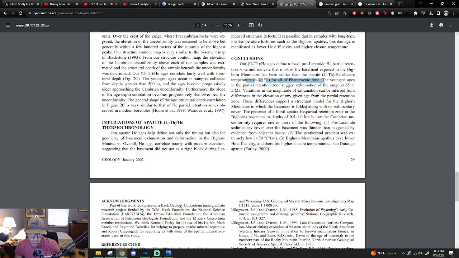Presence of a fossil apatite helium partial retention zone in the Bighorn basement to depths of 0.5 to 1 kilometer below the Cambrian unconformity requires one or more of the following: pre-Laramide sedimentary cover over the basement was thinner than suggested by evidence from adjacent basins. The geothermal gradient was extremely low. Bighorn Mountains apatites have lower helium diffusivity and therefore higher closure temperatures than Durango apatite.